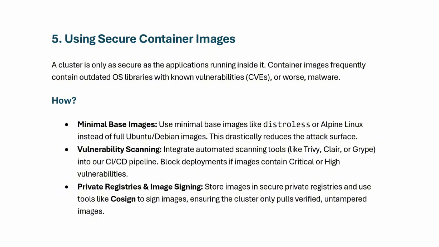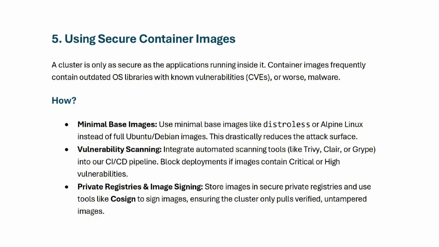And second is vulnerability scanning. We integrate automated scanning tools like Trivy, Clair or Grype into our CI/CD pipeline, which blocks deployments if images contain critical or high vulnerabilities. I have already made a complete video on DevSecOps image scanning and scanning in general for the application, which is Trivy and all this vulnerability scanning, and I make sure that my application was almost 99% vulnerability free.